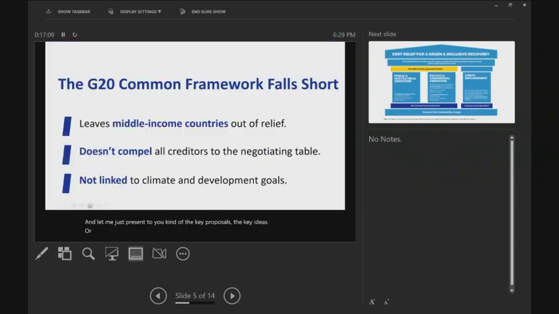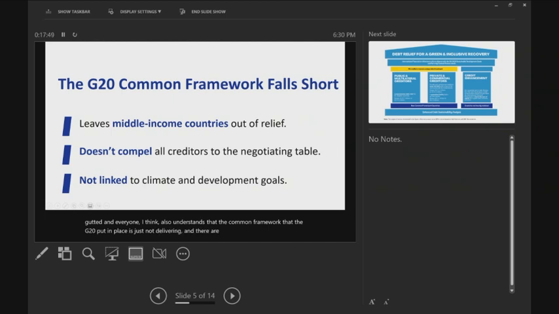Or maybe before I do that, let me just say why we think we need proposals like ours. I think the situation is pretty clear. By now, everyone is more or less accepting that we have a massive debt crisis brewing. I think that's a change to, for example, the annual meetings from last October, where there was still some hesitation to talk openly about debt crisis, but now everyone, I think, has got it. And everyone also understands that the common framework that the G20 put in place is just not delivering.